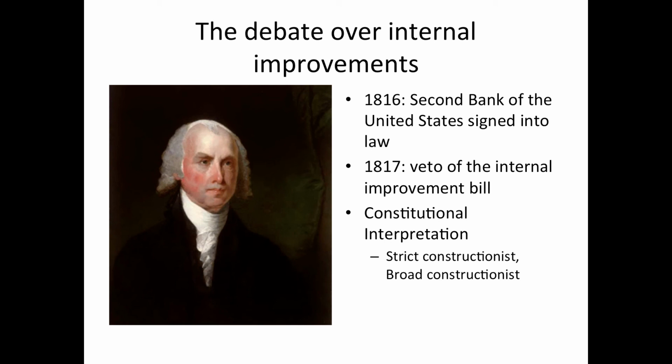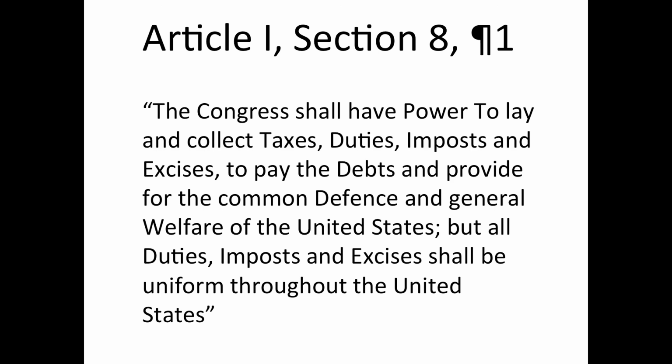He also, in this case, is differentiating the spending clause from enumerated powers. And we have to understand here that he's looking at both constitutional structure as well as the text of the Constitution itself. If we turn to Article 1, Section 8, Paragraph 1, we have this clause, which was the source of controversy. The Congress shall have power to lay and collect taxes, duties, and imposts and excises, to pay the debts and provide for the common defense and general welfare of the United States. But all duties, imposts, and excises shall be uniform throughout the United States.